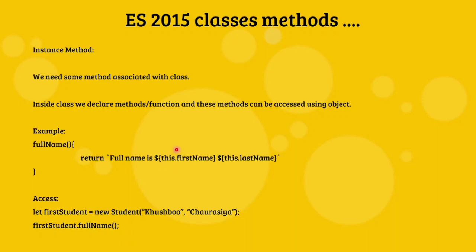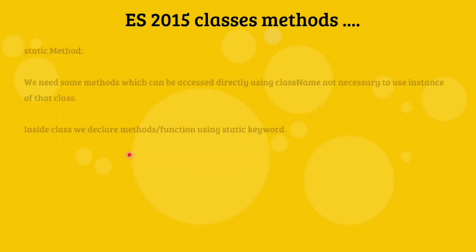Whenever any method we want to access using object of our class, we are creating instance method. Once we are done with instance method, we are good enough to see our static method.